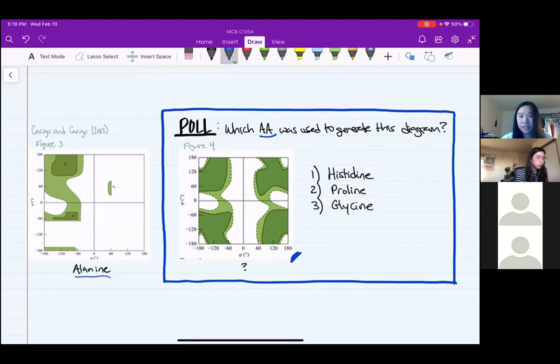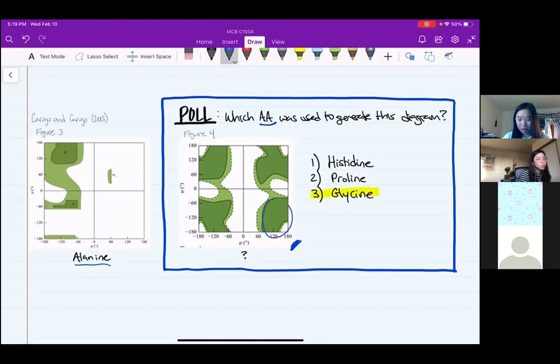Cool, I'm seeing a lot of 3s. Would anybody like to offer their reasoning? I would agree, I would say it's 3. It's because glycine is the simplest amino acid, so there's less collisions possible, so there's more regions, different kinds of conformations it can take. Yeah. I didn't hear quite clearly, but I think you got the gist of it.